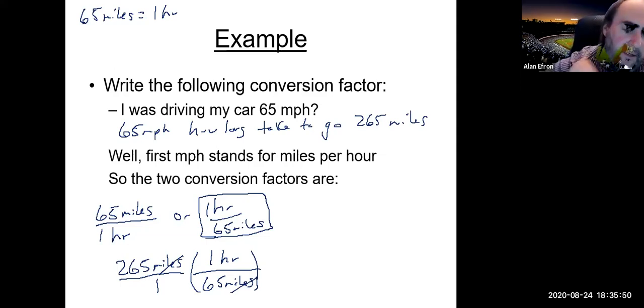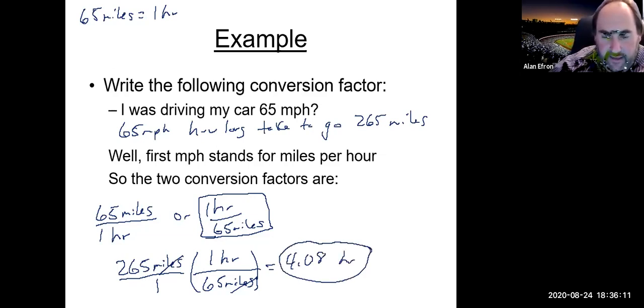We would take 265 times 1 and hit equals, and then divide it by 65, and that would give you your answer. And in this particular case, it looks like it would be 4.08 hours, as that's the only unit left in my little example there to go 265 miles.